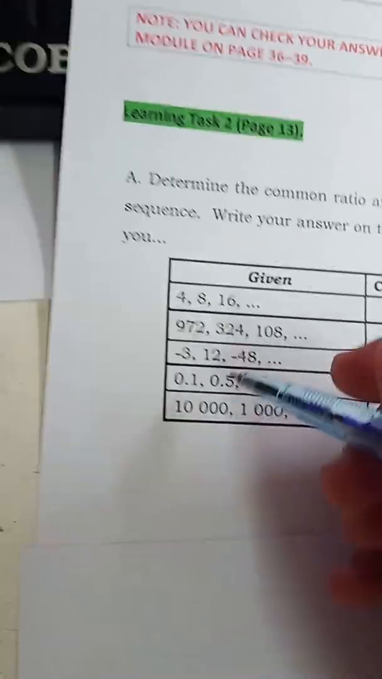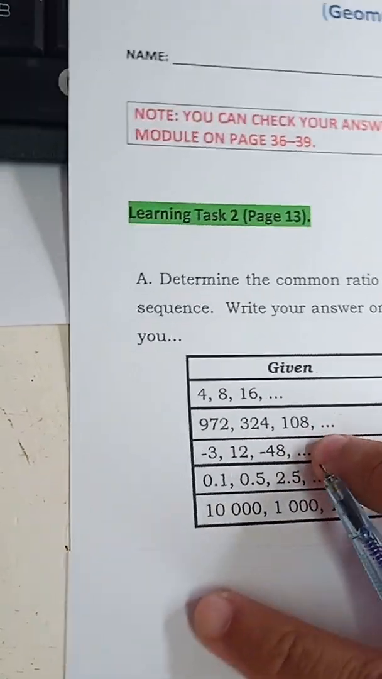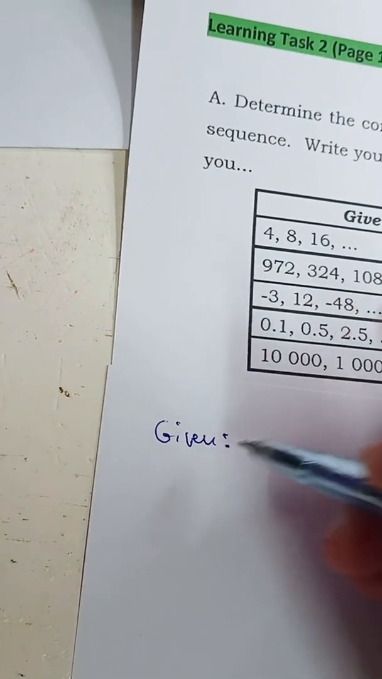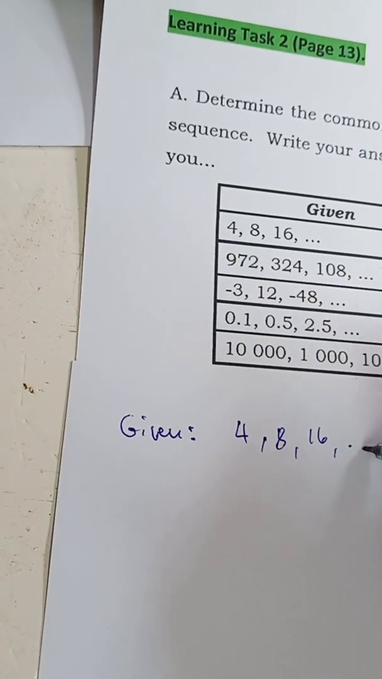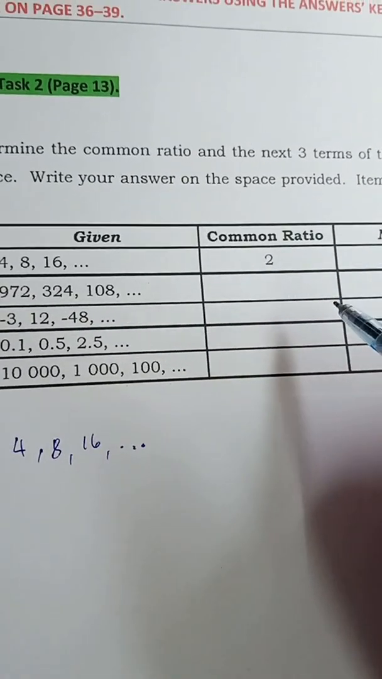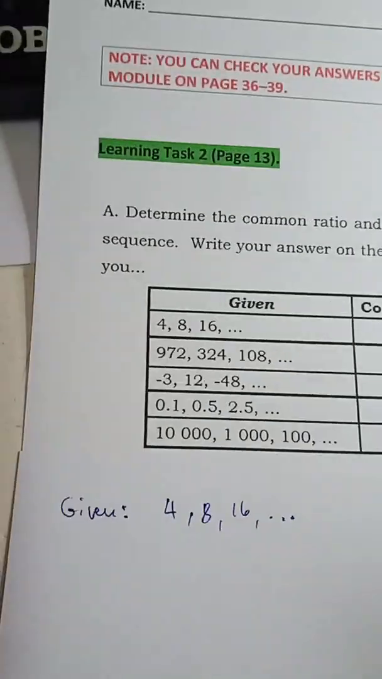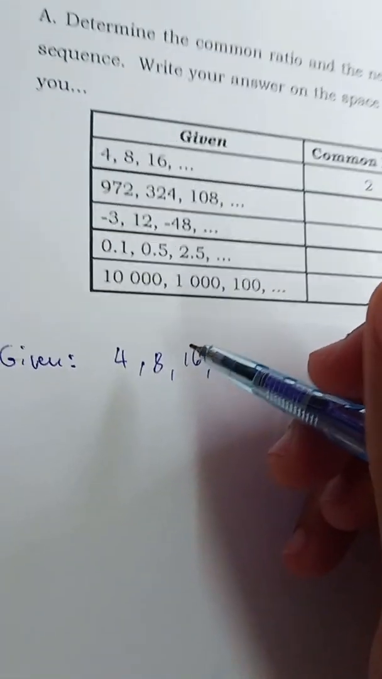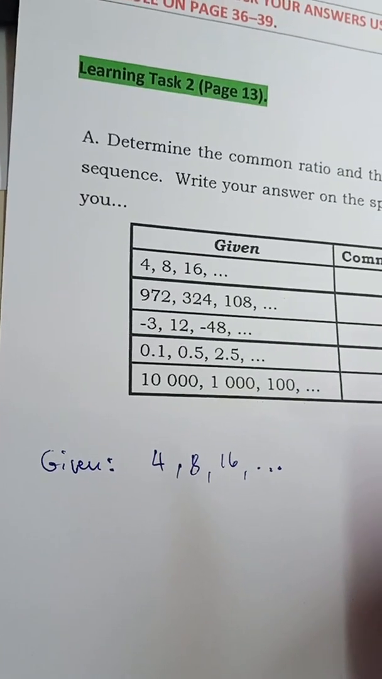So, let's start by rewriting the first item. Okay, rewrite ko lang dito sa scratch paper ko. Okay, so given natin ay 4, 8, and 16, and so on. And then, meron siyang common ratio na 2, next 3 terms na 32, 64, and 128. So, here in this video I'm going to show to you kung paano siya nakuha na mga answer.